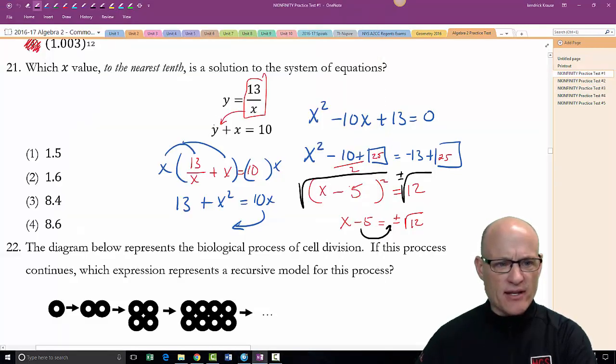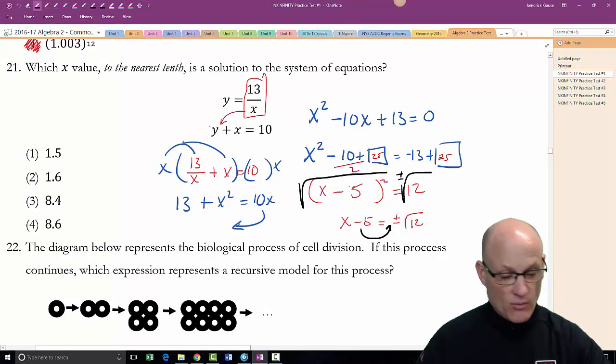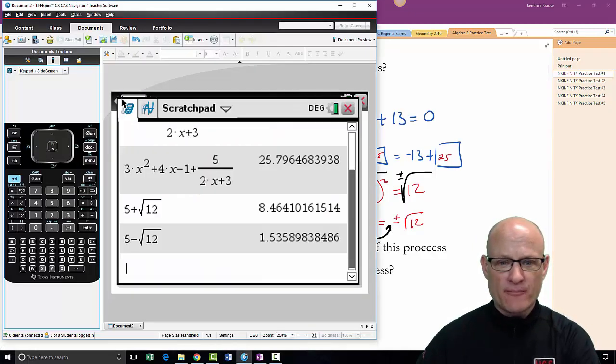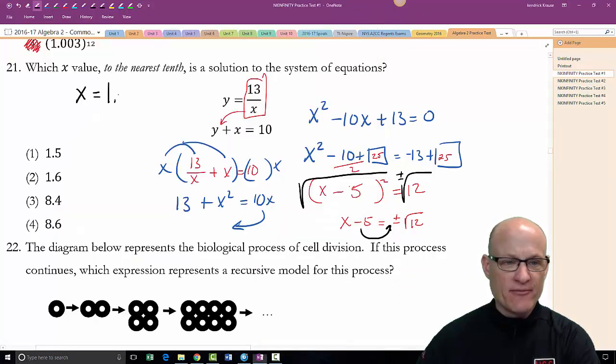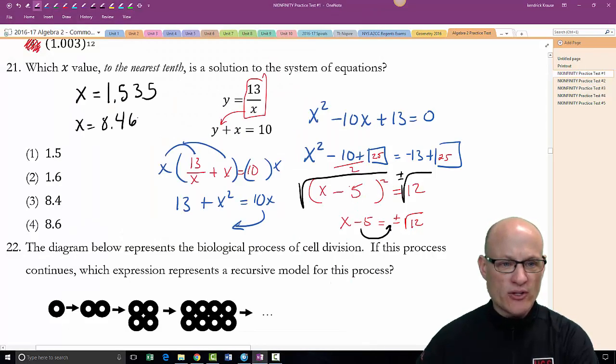Round to the nearest tenth. Oh, didn't she fix these? Wow. This was a nasty problem. So, okay, I get x equals, let me write these down, 1.535 and x equals 8.464. Wow, she was not nice.